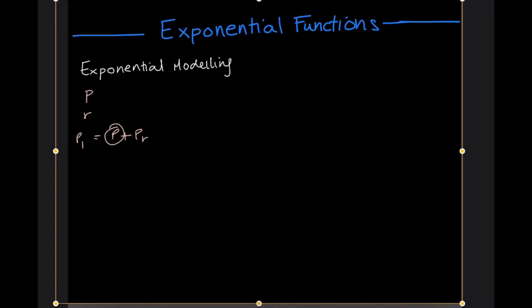So P plus P times R would be the amount at the end of the year. And we can write this as P times (1 plus R). The pattern of multiplying the previous principal by 1 plus R is repeated in each successive year. So let's take a look at what I mean. So this is at the end of year 1.